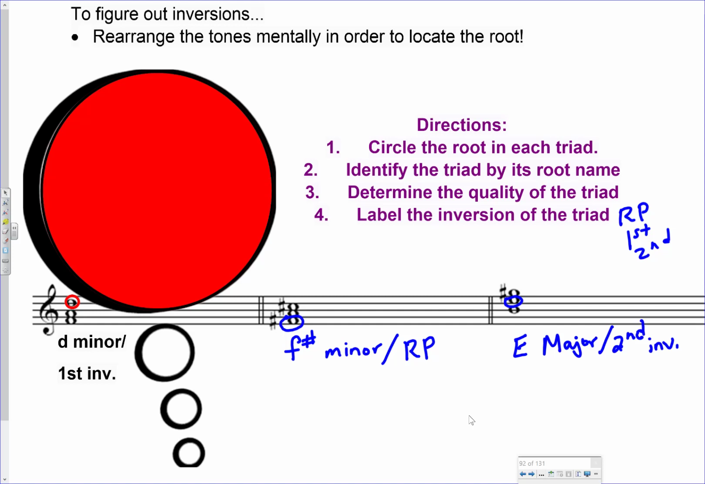In the last example, I rearranged the tones mentally in my head to determine that E is the root, because there's E, then G sharp, and then B, which give me my superimposed thirds. Once I rearranged the tones in my head, I realized that E to G sharp is a major third, and G sharp to B is a minor third. Therefore, the triad is major. Specifically, the triad is E major because E is the root. This triad is in second inversion because the B, or the fifth, is the lowest note of the triad. Hopefully you did well with that.